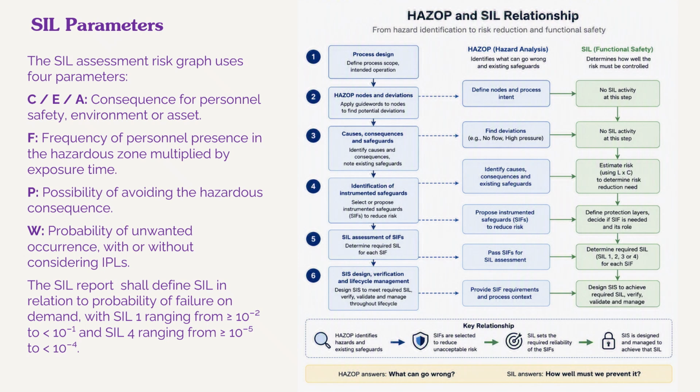The assessment considers 4 key parameters. The first is consequence severity, which looks at the potential impact on people, the environment, and assets. The second is exposure frequency, which considers how often personnel are present in the hazardous area. The third parameter is the possibility of avoiding the consequences should the event occur. The final parameter is the likelihood of the initiating event or unwanted occurrence. Together, these factors help determine the amount of risk reduction required, and therefore the target SIL for the safety instrumented function.